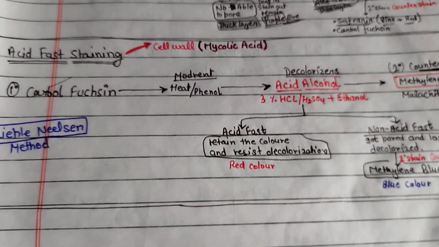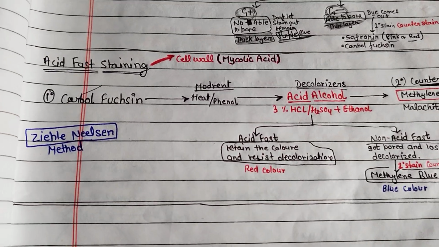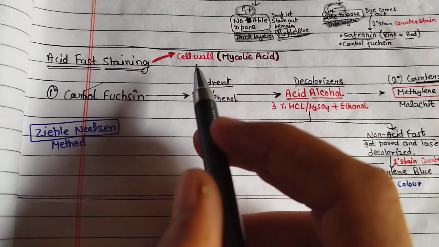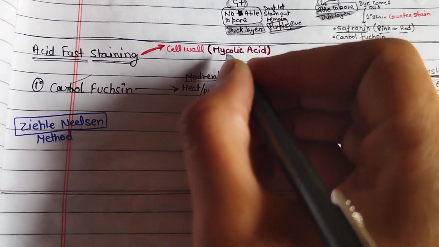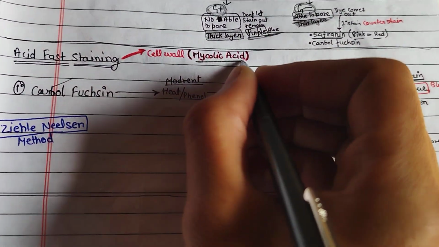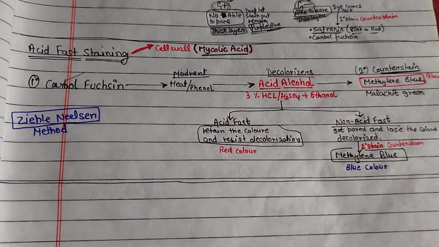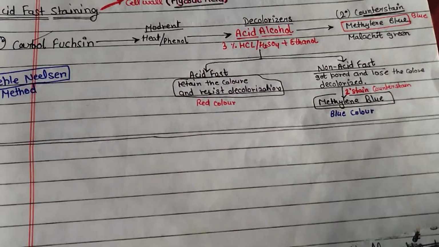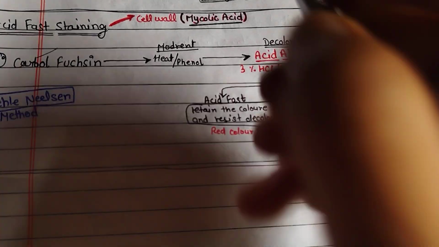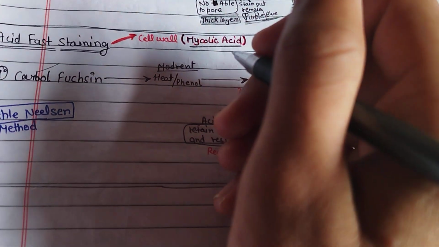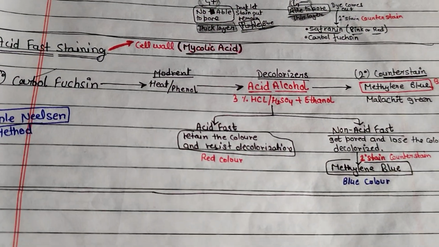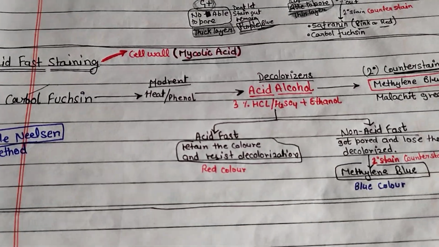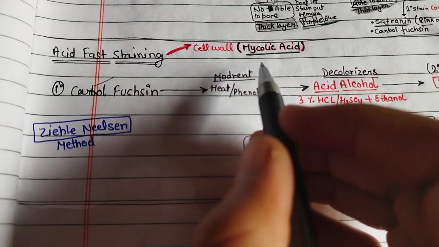Next is acid fast staining. Let's do this one also. Acid fast staining is used for the cell wall of bacteria which contain mycolic acid. Basically it determines whether the bacteria is of the mycobacterium class or not. It tells that, right? Mycolic acid is present in mycobacterium like Mycobacterium tuberculosis. Okay, then let's see. Acid fast staining is used for this purpose only.